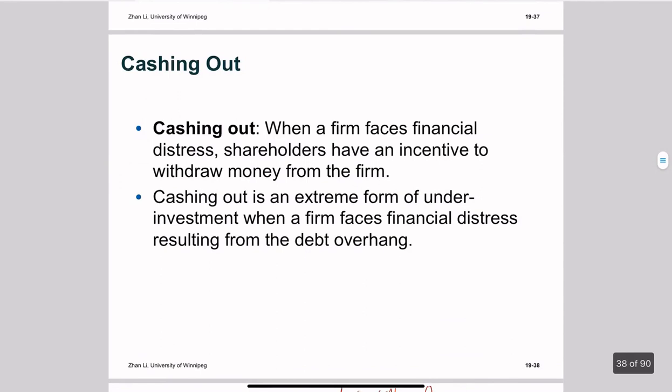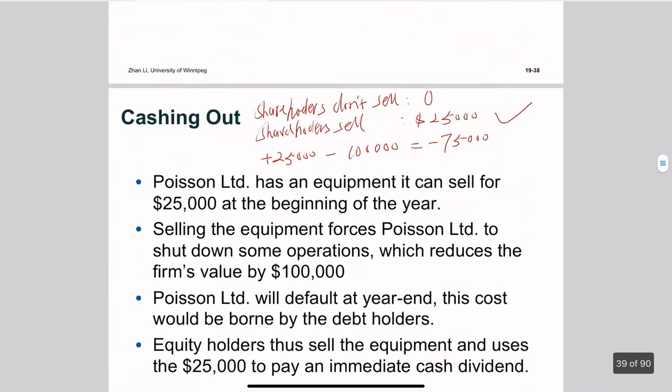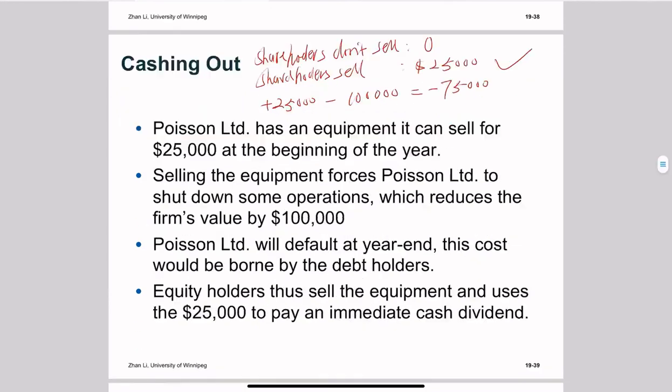So basically it means shareholders will want to liquidate some fixed assets, even though doing so will reduce the firm's value. And so you can consider this as a very extreme case of debt overhang. Clearly, this section is about understanding. That is, you want to understand why we could have these different types of agency costs. So put some time, read the lecture notes, and think about it.